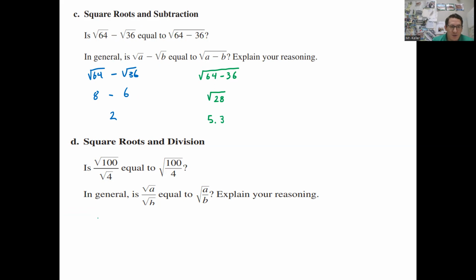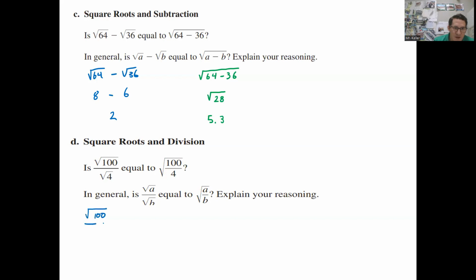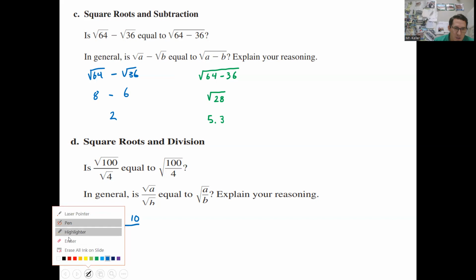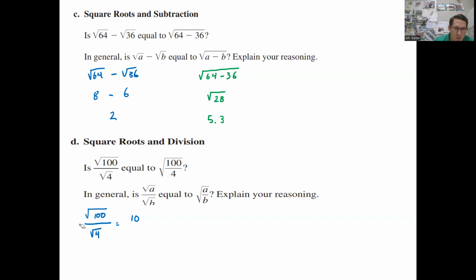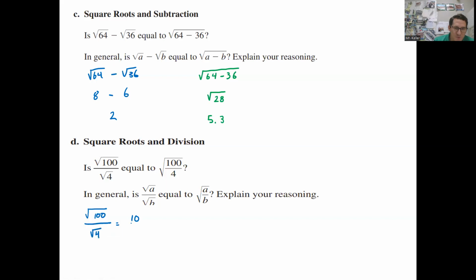All right, down here, let's do this last one with division. The square root of 100 divided by the square root of 4. Let's simplify that. The square root of 100 is 10. The square root of 4 is 2. 10 divided by 2 is 5.